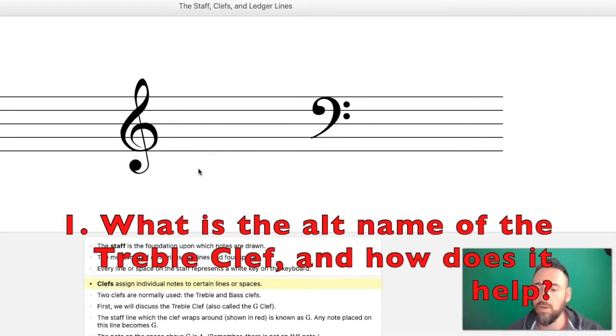So number one on your quiz is what is the name of the treble clef? What is the alternate name of the treble clef? And why does that help you get to your correct letter name quicker? So feel free to pause the video and get that typed into your form.